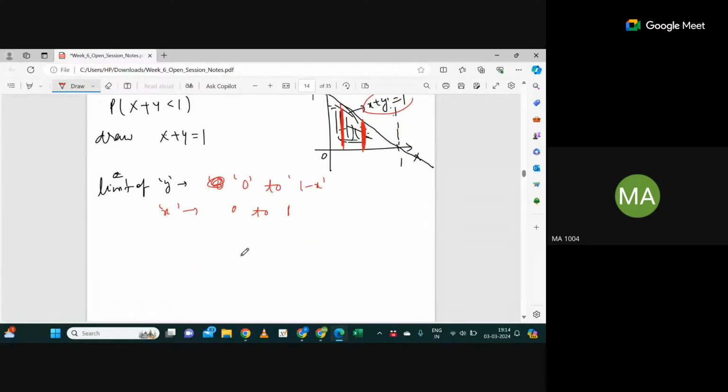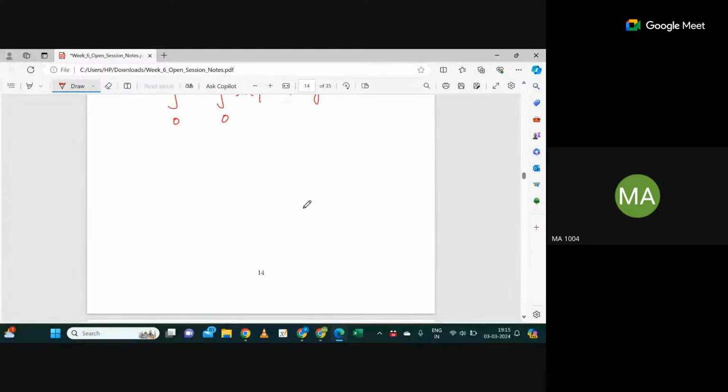Then what do we have to do? We have to integrate the joint density with respect to y, with y limited from 0 to 1 minus x, then dx from 0 to 1. Is this clear? I'm not going to do the integration, since the integration is the same. I just wanted to highlight how to calculate this limit. Is this clear? Fine, right? Yes, sir.